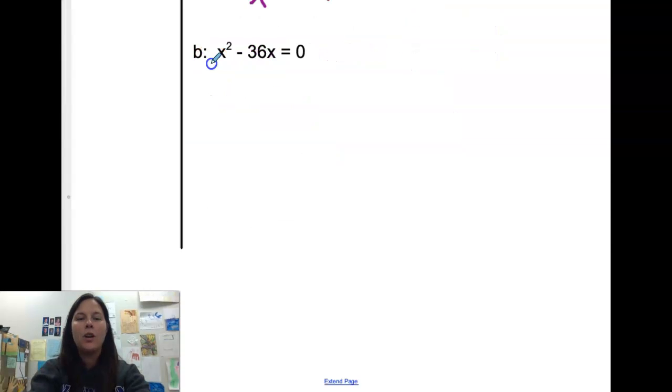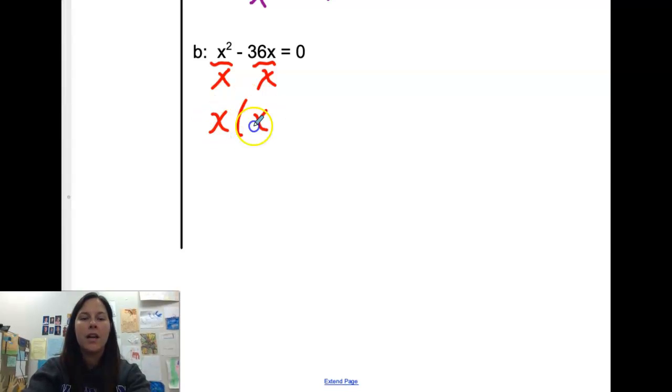And our last one, notice we're missing the constant term. So we could add 0 and set up the t-chart. I am going to do this with that shortcut that I showed you guys at the end of last week. They do have a common factor of x. So I can also just divide the x out from each term. X squared divided by x is x. On that second term, those x's cancel, leaving me with minus 36.